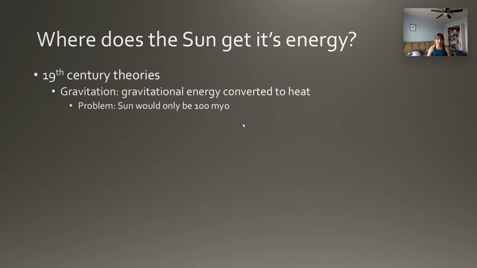We thought that the Earth wasn't older than that. But it turns out that the Earth and the sun are much older than that. So gravitational energy is not the main way that the sun gets its energy.